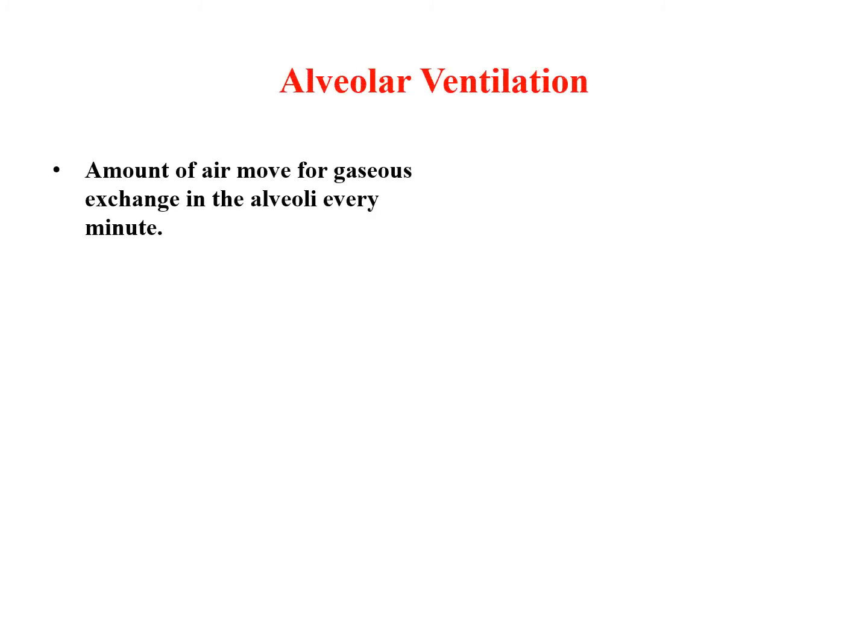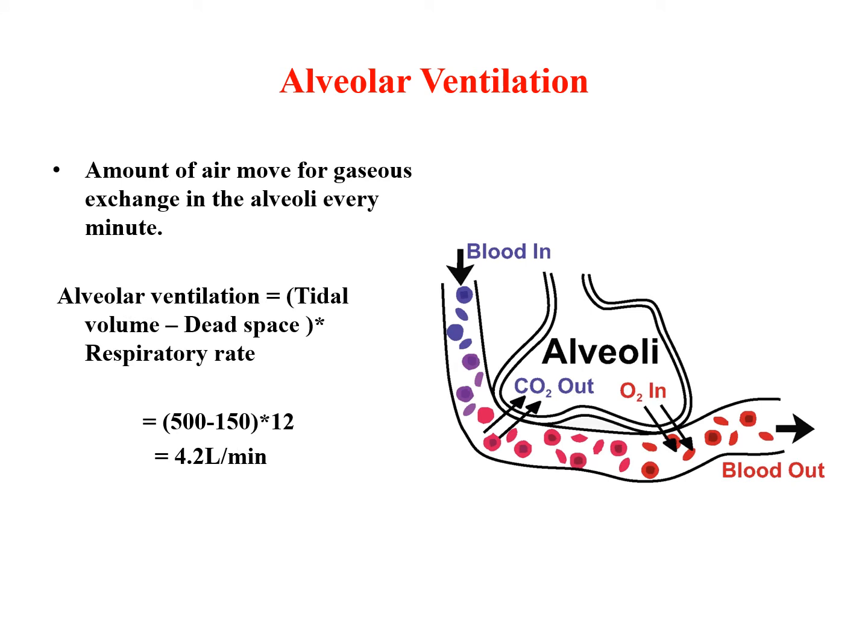The second one is alveolar ventilation. That means the ventilation takes place in the alveolus. So in the diagram, this is the alveoli and this is the pulmonary capillary where the gas exchange takes place. It is the amount of air that moves for gas exchange in the alveoli every minute. So it is calculated as tidal volume minus dead space, into respiratory rate.